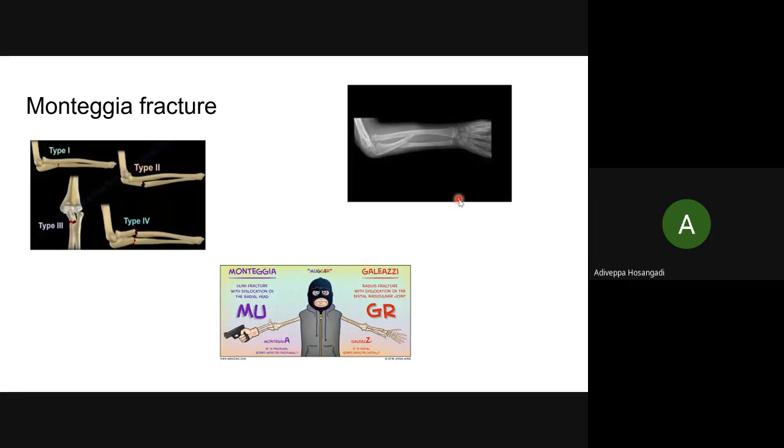Radiocapitellar line means if you draw a line along the long axis of the radius, it has to pass through the capitulum in any position. It has to bisect the capitulum in any position of the elbow. Means it is in normal position. But see here, it is going above. The radial head is above the elbow. So there is a subluxation.